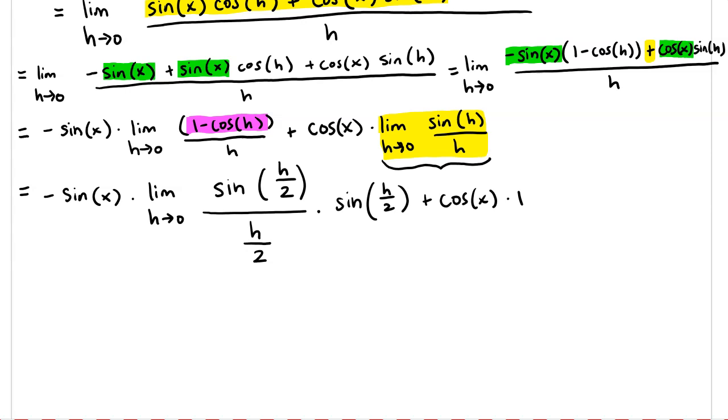And now what I can do is split this up. So we have negative sine of x times, I know that this limit right here that I just wrote out, that is equal to 1 based off the given information. And then I can also apply the limit as h approaches 0 to this.